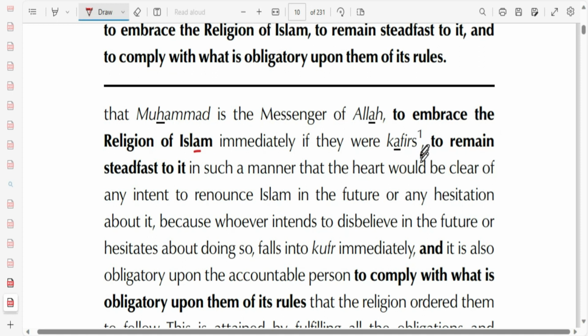The non-Muslims like to use the word infidel. And also it's obligatory on him to remain steadfast to it in such a manner that the heart would be clear of any intent to renounce Islam in the future or any hesitation about it. Because whoever intends to disbelieve in the future or hesitates about doing so falls into kufr immediately. And anyone who is truly a skeptic in his heart about Islam, then he's a kafir and he's a hypocrite.